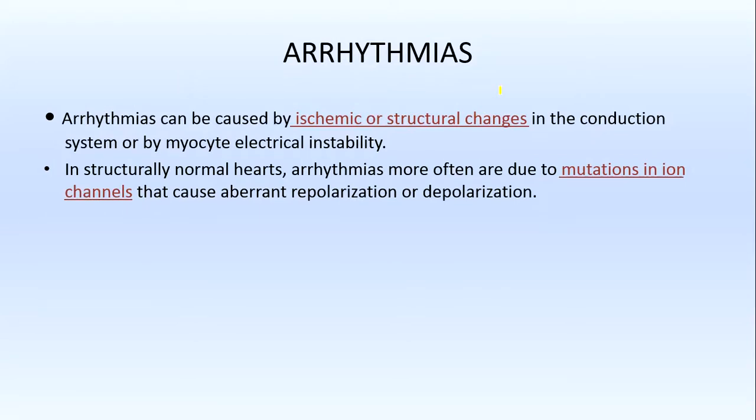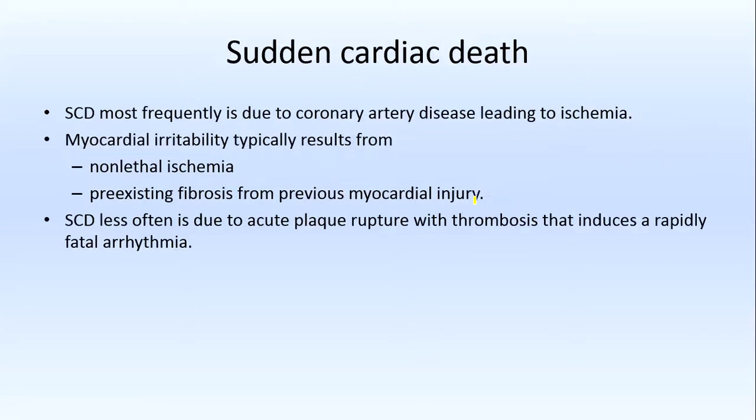Arrhythmias can occur due to ischemic or structural changes, and the main cause is mutation in the ion channels that cause aberrant repolarization or depolarization. Sudden cardiac death most frequently occurs due to coronary artery disease leading to ischemia, and less often it occurs due to acute plaque rupture with thrombosis that induces fatal arrhythmia.